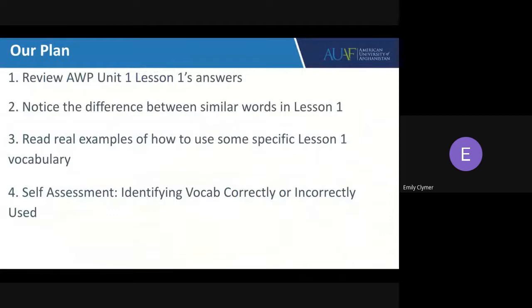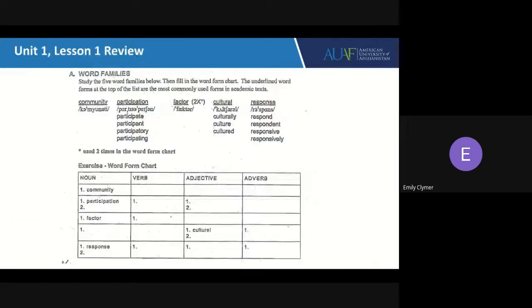So the plan for this brief video is I will quickly review the answers for Lesson 1. In particular, I'm only going to focus on the two areas that I saw that needed a bit more extra attention. Then I'll introduce some differences between some similar words in Lesson 1, and also you'll be able to see real examples of how those specific words are actually used. At the end, there'll be a self-assessment where you're going to identify whether the vocabulary used is correctly used or incorrectly used. So let's begin.